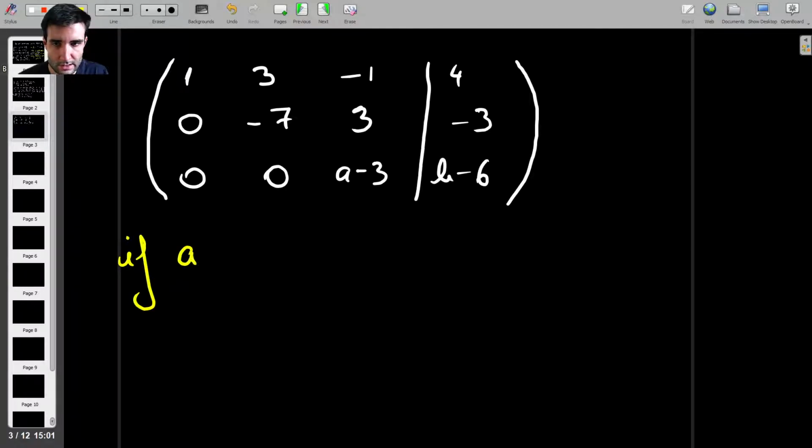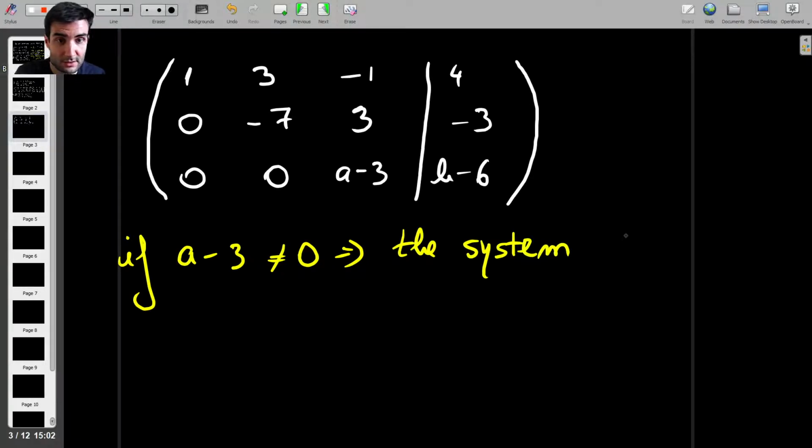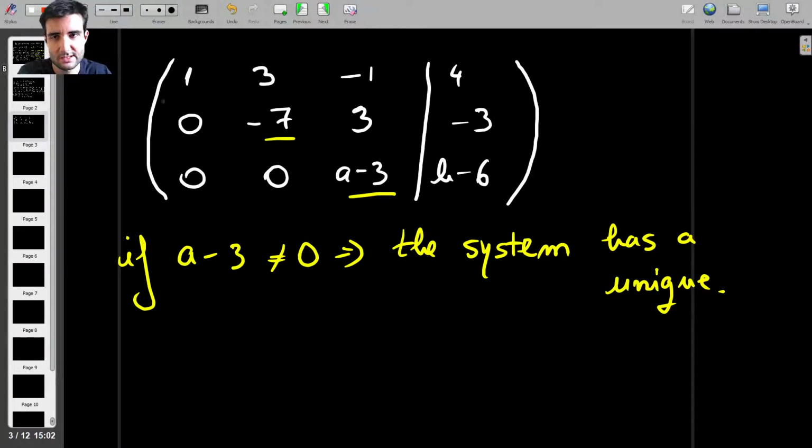Now, if a minus 3 is different from 0, it would mean that we have solutions. So if a minus 3 is different from 0, then the system has a unique solution. Essentially, if a minus 3 is anything except 0, then you can find what z is, and then you can go on the second row and find what y is, and then you find what x is, and you get one unique solution. But that's not what we want.